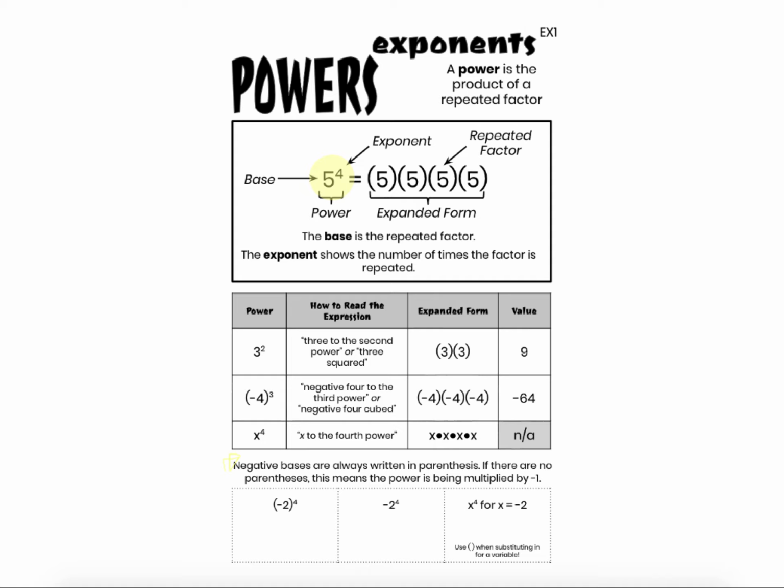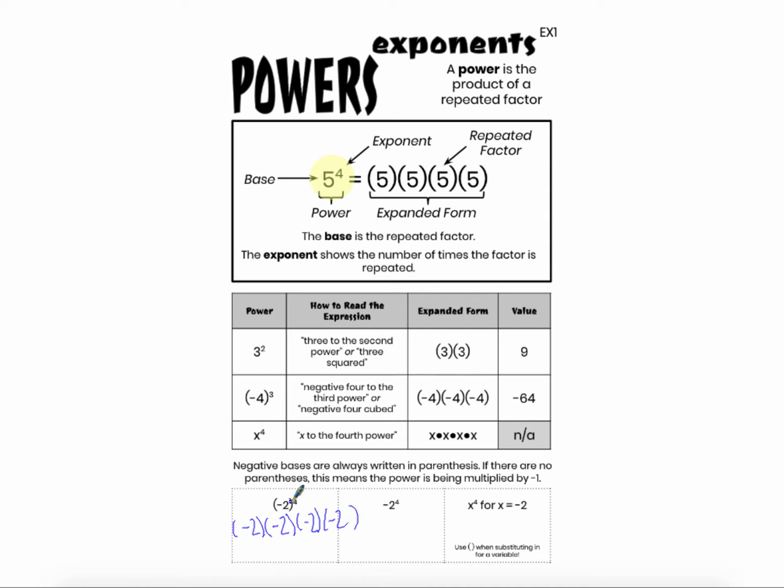This bottom part talks about a really important aspect of evaluating exponential expressions, which is the fact that a negative base must be written in parentheses. So if I want a base of negative 2, I need to write that negative 2 in parentheses. That again indicates that the negative goes with the 2, and a base of negative 2 is being multiplied by itself 4 times. Negative 2 times negative 2 times negative 2 times negative 2.